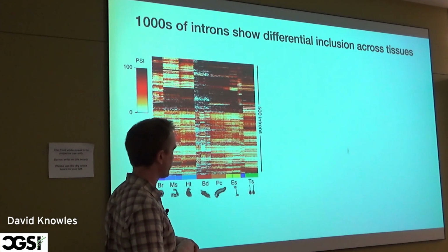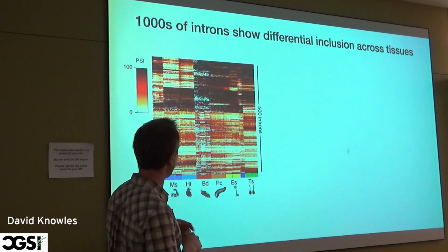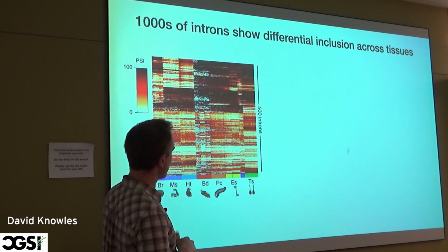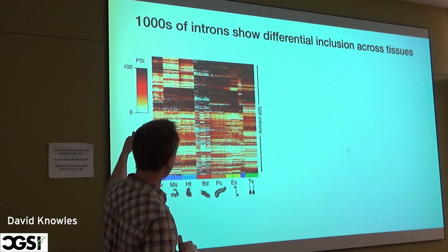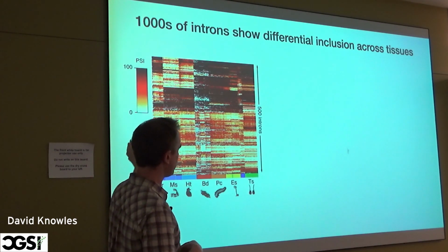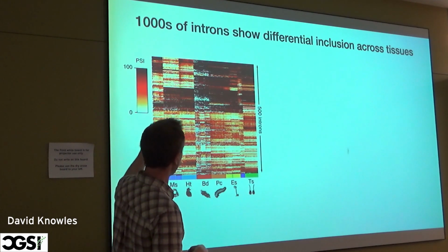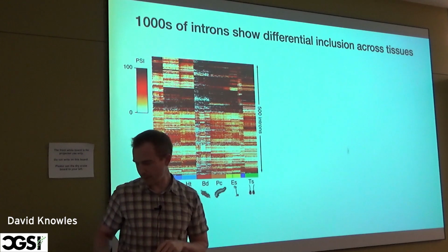One of the ways we tried to look at this is looking at conservation across species. This, for example, is showing the usage of different splice junctions across human tissues. So every row here corresponds to a different splice junction. Every column is a different sample just from human. And you can see these patterns of differential splicing usage across all of these samples.